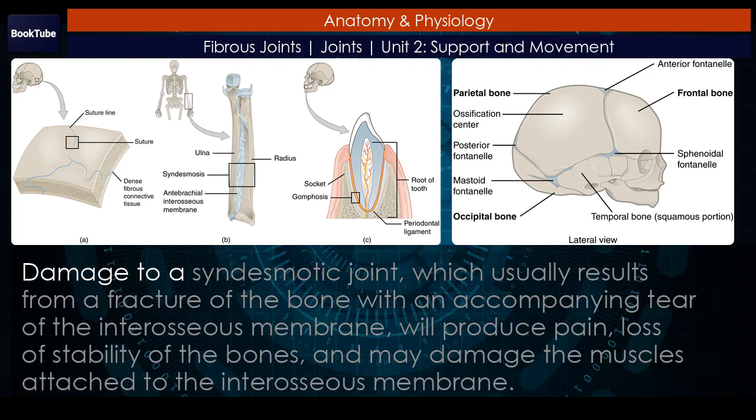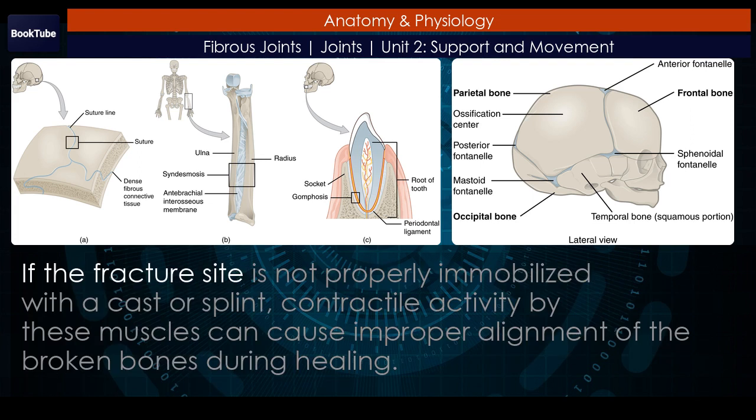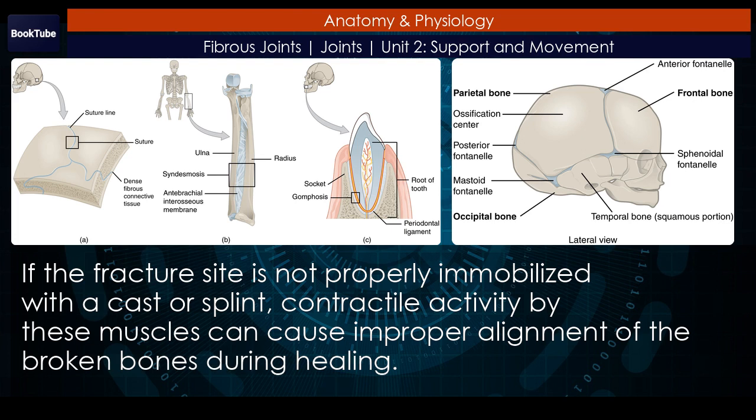Damage to a syndesmotic joint, which usually results from a fracture of the bone with an accompanying tear of the interosseous membrane, will produce pain, loss of stability of the bones, and may damage the muscles attached to the interosseous membrane, if the fracture site is not properly immobilized with a cast or splint. Contractile activity by these muscles can cause improper alignment of the broken bones during healing.